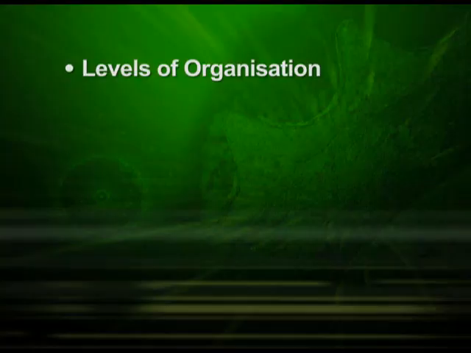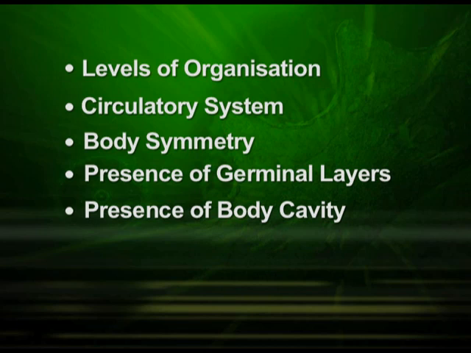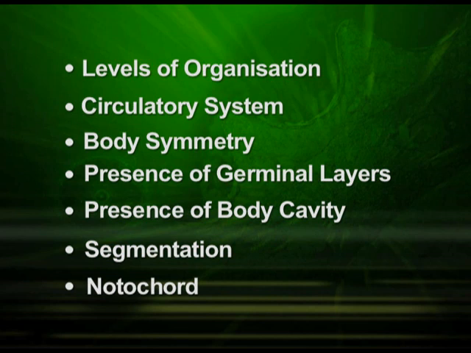They have been classified based on certain criteria: their levels of organization, their circulatory system, their body symmetry, the presence of germinal layers, presence of body cavity, segmentation, and notochord. Animals are multicellular organisms which show various diverse forms. We completed the chapter Animal Kingdom.